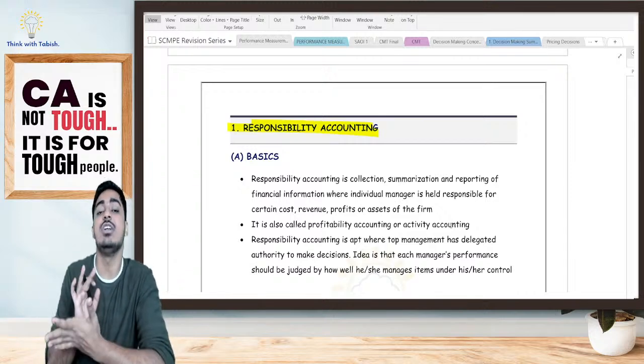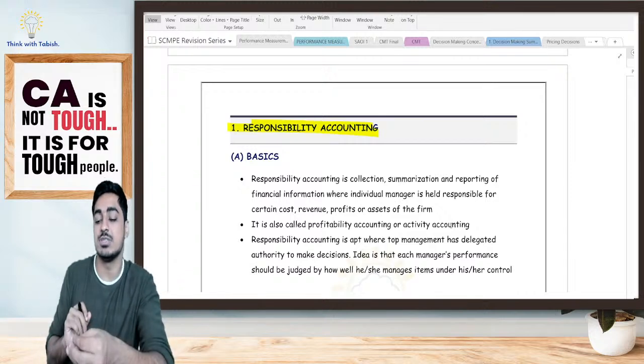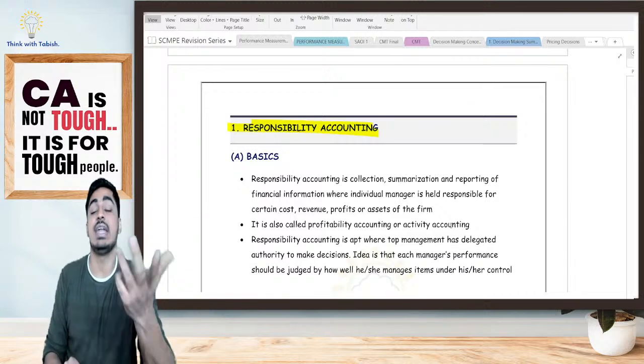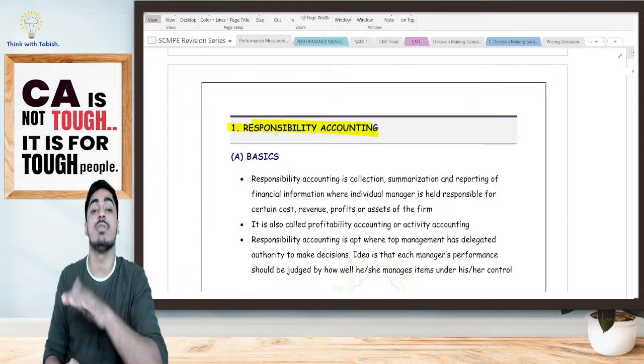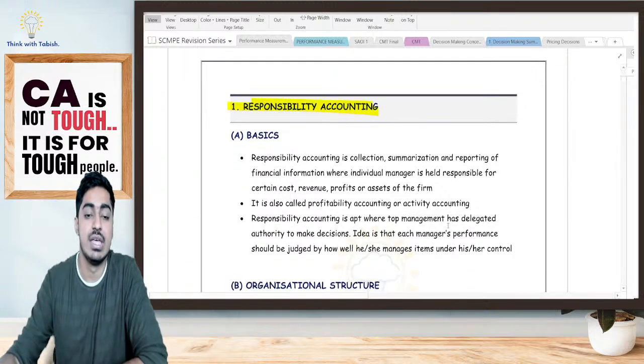The performance report is the end of my responsibility accounting. I have given responsibility, he will carry out the work. At the end, I will get my performance report. I will see whether he has achieved or not. Okay, now look at this.